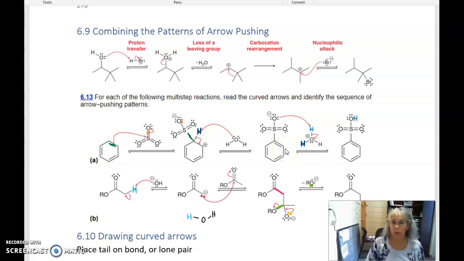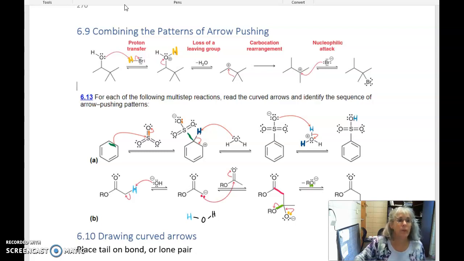So I told you there were only 4 mechanisms that you needed to know. But these 4 mechanisms can be combined to make a lot of different reactions occur. So we look here, this is a proton transfer. This proton right here is being taken away from the bromine and it's going to appear over here.